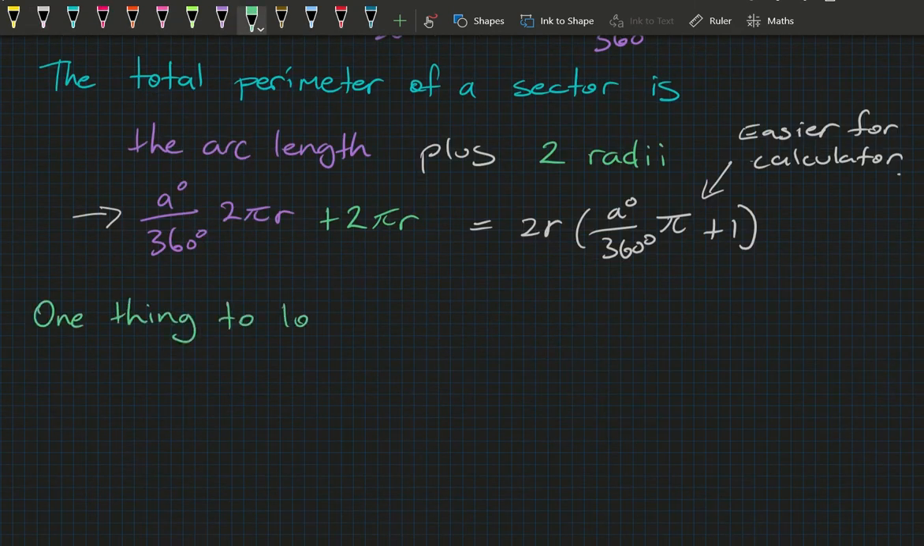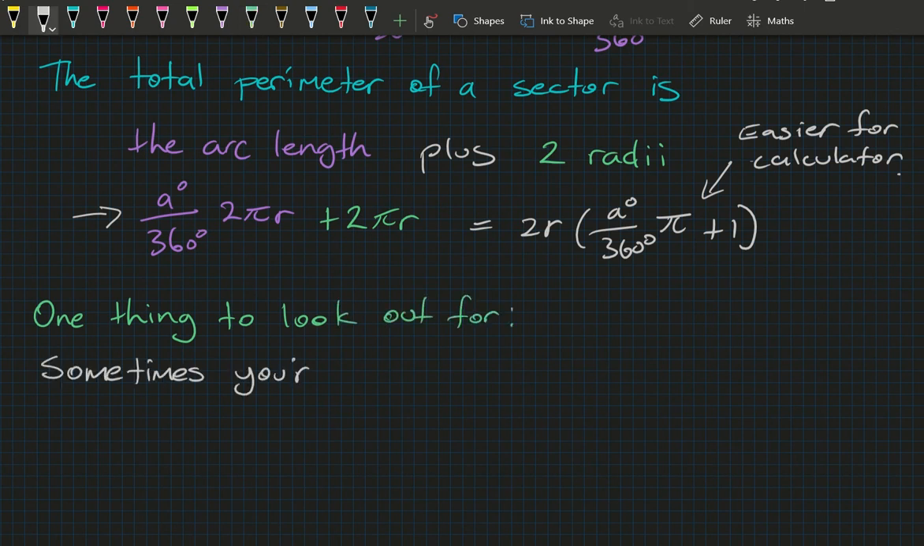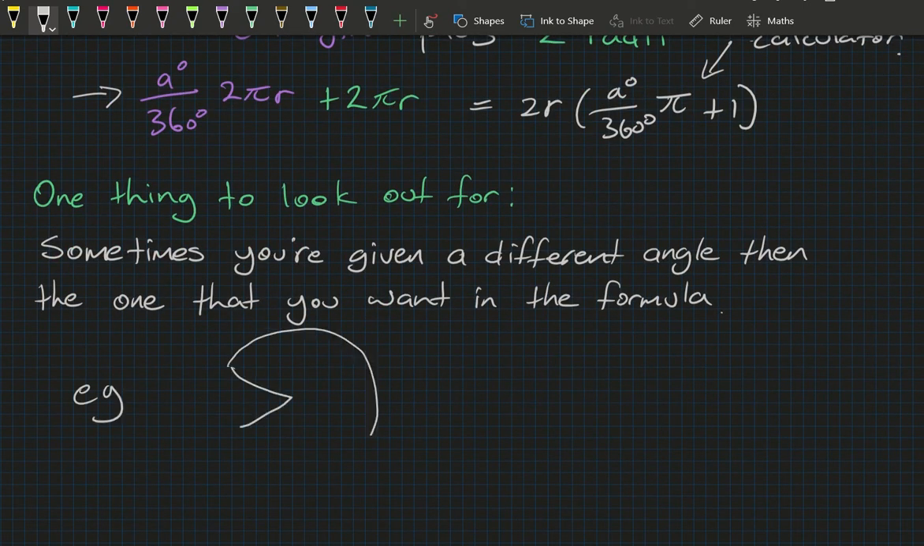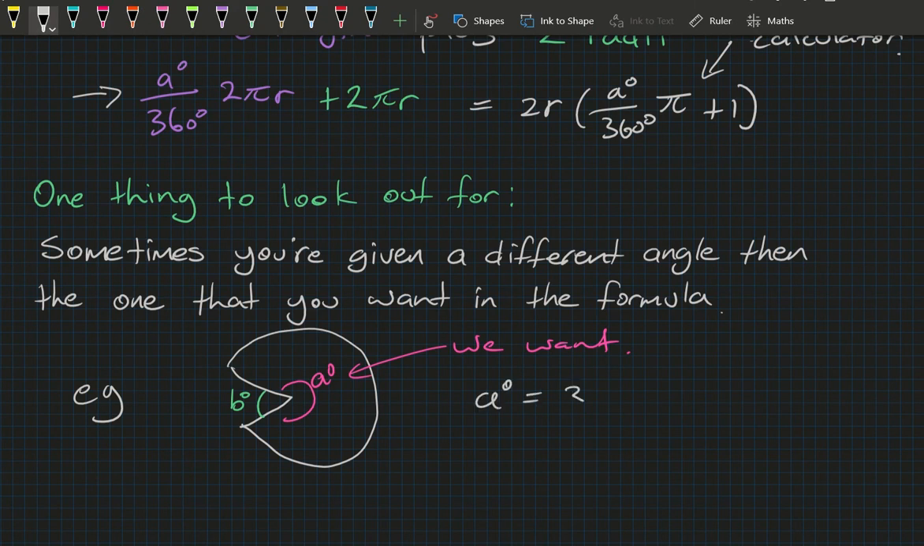There's one thing to look out for though. Sometimes you're given a different angle than the one that you want in the formula. For example, you might have a sector like this. Well, that's terribly drawn. But they've given you this angle B. However, we want this angle A. So in this case, you're going to use your geometric reasoning and know that A is going to equal 360 minus B. So look out for that one.